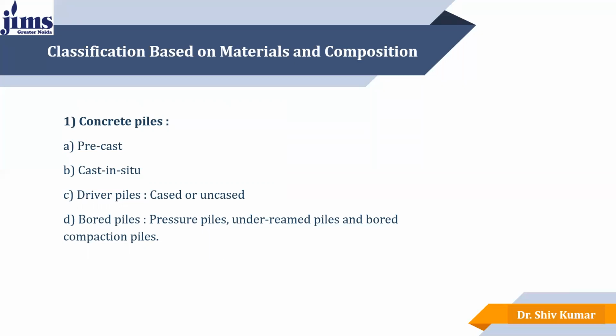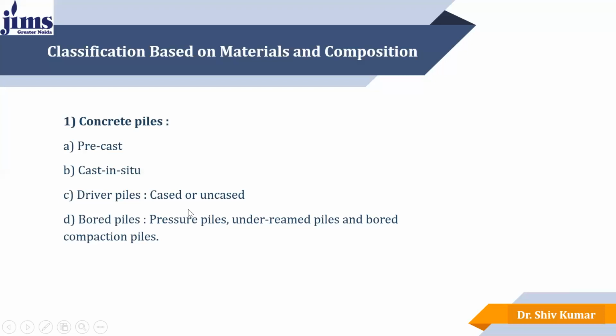We can ensure the quality of material. We can ensure the finishing of the product. The next one is the cast in situ. It means the casting of piles at the site. So material may be prepared from somewhere else, and that batch of the concrete is poured into that RCC frame, and the piles can be constructed.